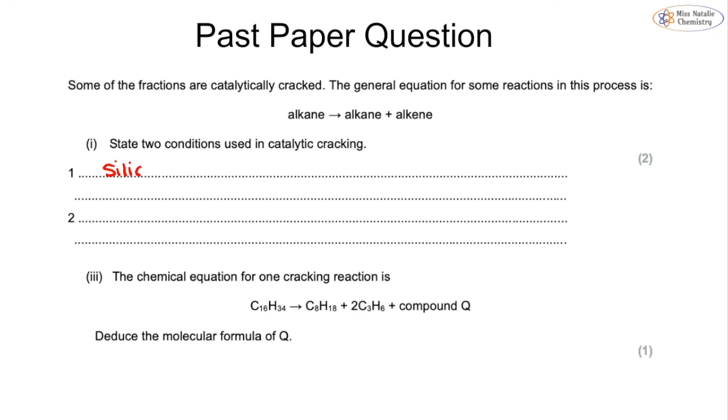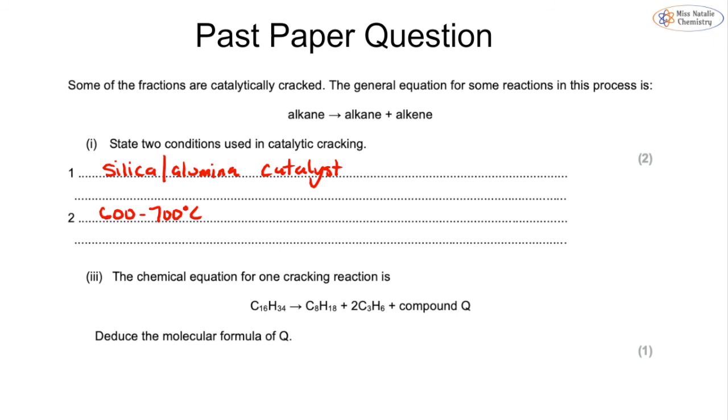So we have a silica or alumina catalyst. And the temperature is between 600 and 700 degrees Celsius. They will accept a value, so if you wrote 650, that would be accepted, but you should always try and give the full range. So if you remember 600 to 700, that would then get you the mark.